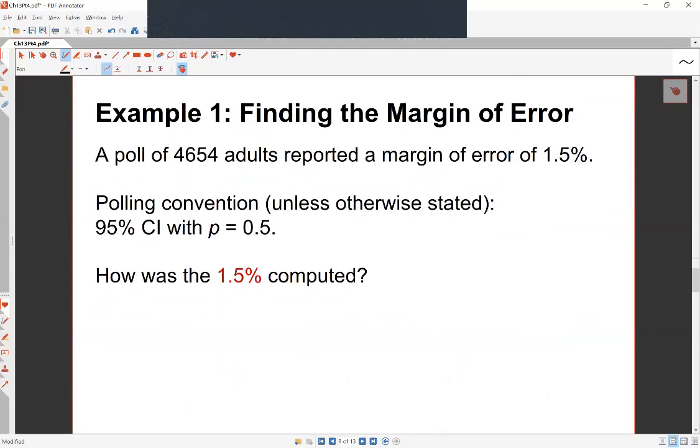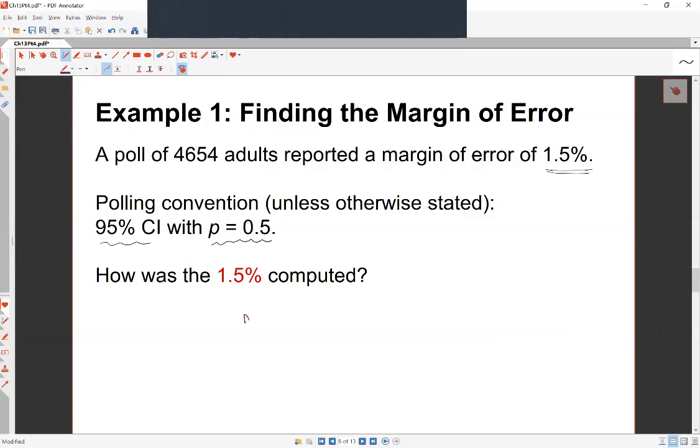Now, let's do 2 quick examples here. Firstly, let's say someone reports the results of a poll. They took a sample of 4,654 adults and then reported that their results are subject to a margin of error of 1.5%. Now, there's something we need to understand about polling here first. The convention in polling is to construct 95% confidence intervals and to calculate the margin of error assuming the true value of the proportion is 0.5. So if we know that, we can figure out how this margin of error value was obtained.